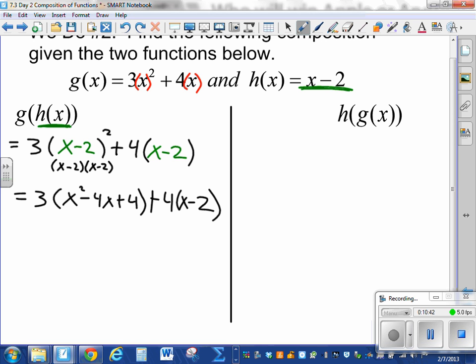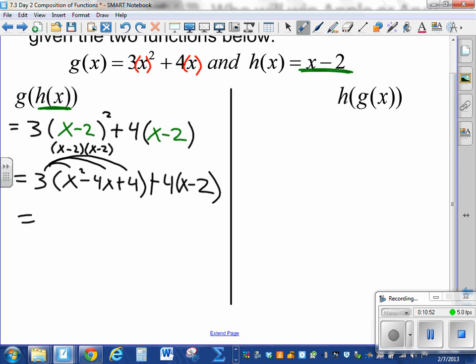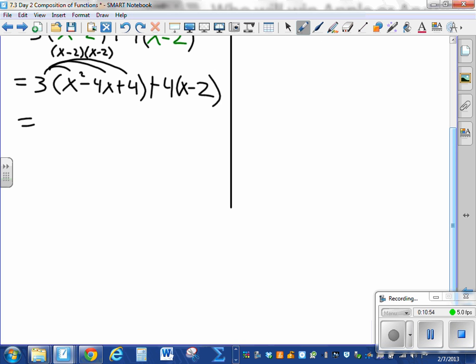Okay, so now we got 2 distributions we got to do. 3 times all 3 of these terms, the trinomial right there. You want to multiply that by the 3. So that's going to end up being a 3x squared minus a 12x plus a 12. And then make sure you distribute this side too. So plus 4x minus 8.